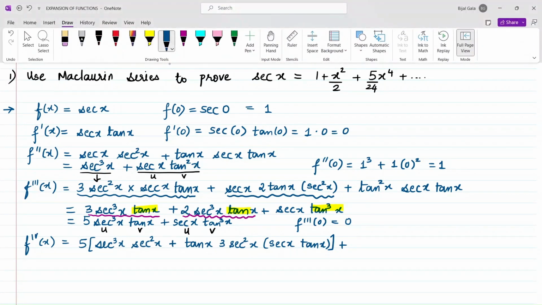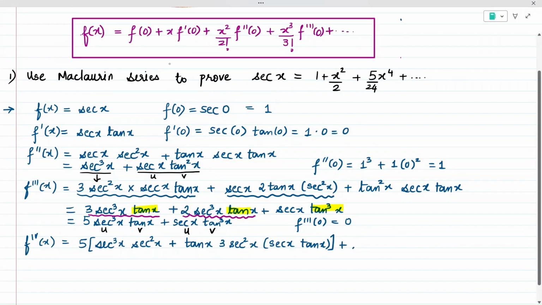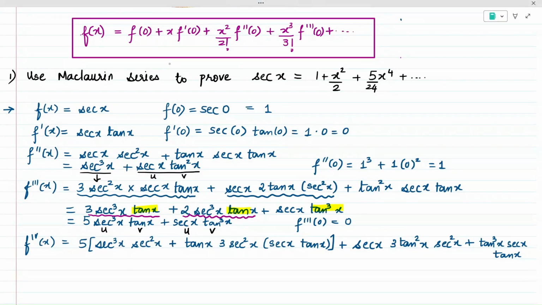Again, we're going to apply uv rule for the second term. So u as it is, tan cube will be 3 tan square. Again, tan x का derivative, that is going to be sec square x. Plus v as it is. Sec x derivative will be sec x tan x. So the derivatives are completed. Now let's simplify them. And let's observe the question.